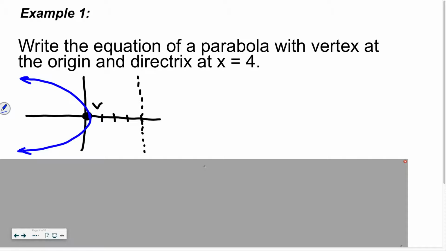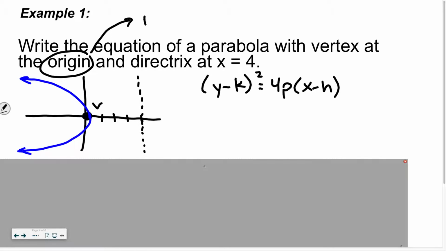So then that helps me if I'm trying to write the equation. I now know which equation to use: (y minus k) squared equals 4p times (x minus h). And then like you guys told me on the last slide, I'm going to need h and k, which I have. 0, 0, right? The origin is where the vertex is, so then I know h and k is equal to 0, 0. And I also need p.